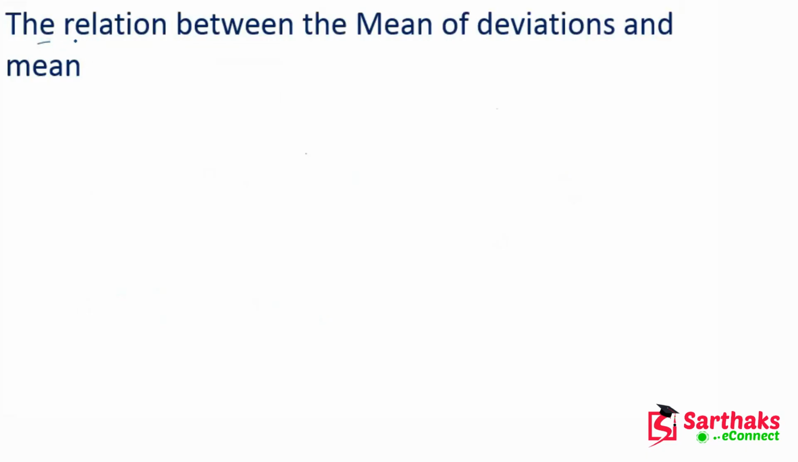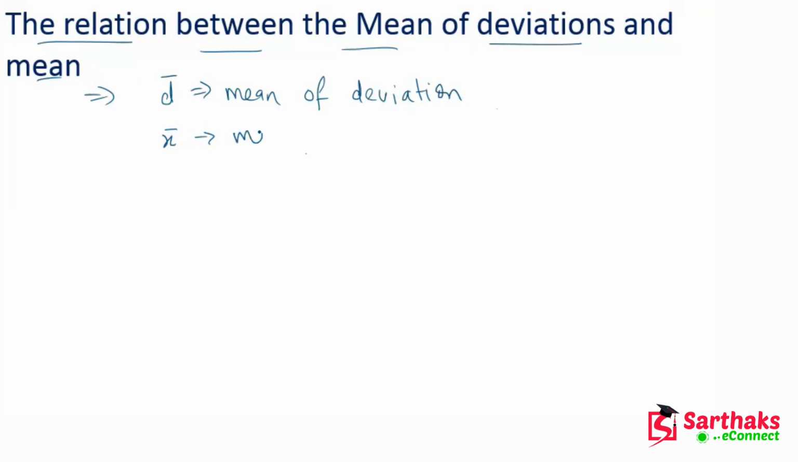Yes, so the next is the relation between the mean of deviation and mean. What is mean of deviation? D bar is the mean of deviation. And x bar is the mean. So my dear friends, we have to see the relation between them. We already know that x bar is equal to A plus d bar. So now here we are going to see the derivation of this formula. So now let's start.